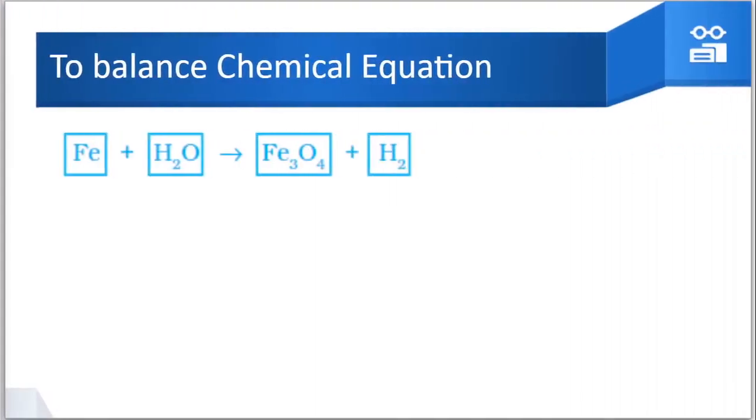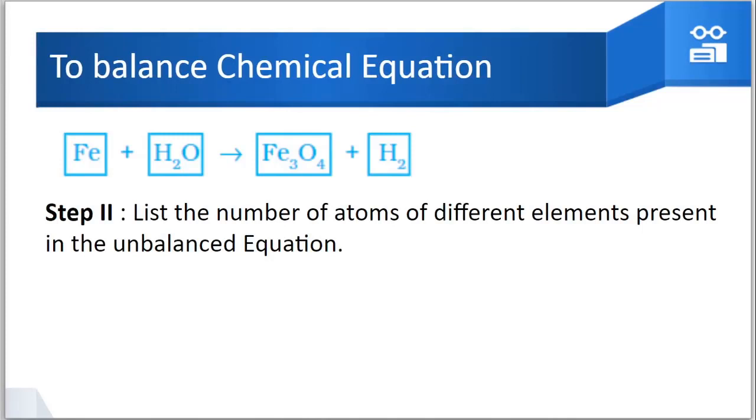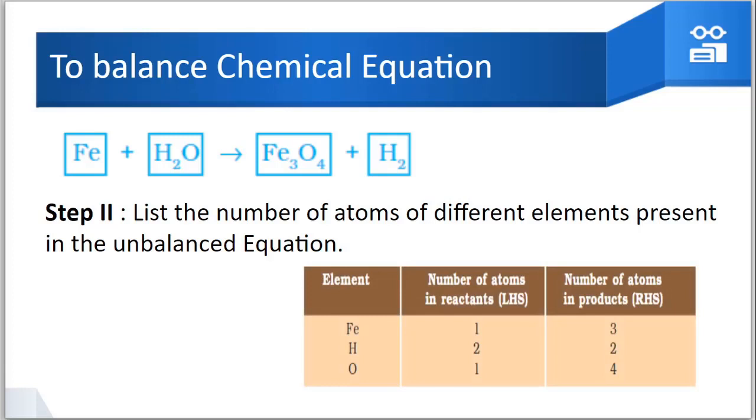Now step 2: list the number of atoms of different elements present in the unbalanced equation. Now we will list the number of atoms of different elements. So here is the table for the number of atoms present in the left hand side, that means reactants, and in the right hand side, that means the products.